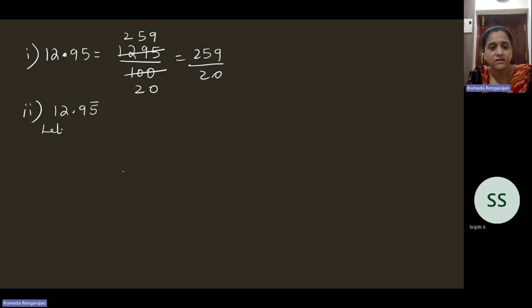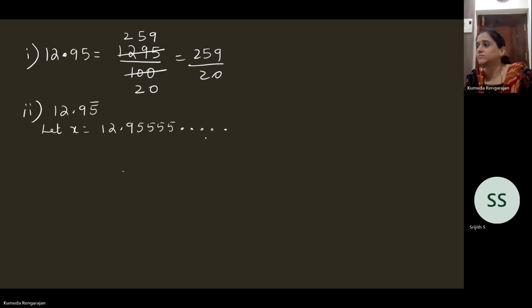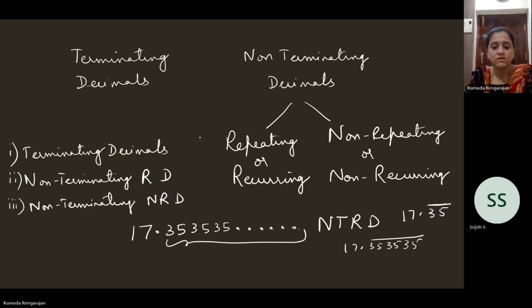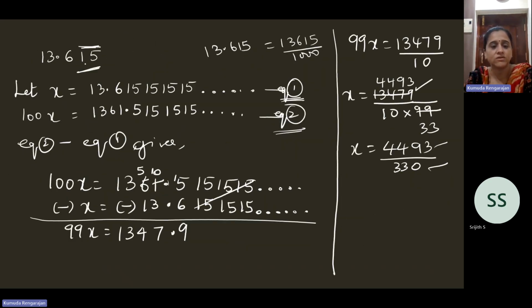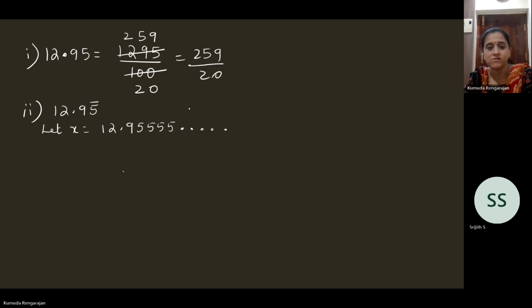So first, let x be equal to 12.9555 going on forever. Okay, that's the first step. See, you can see it here. It was given 13.615 recurring, so I wrote it as 13.6151515 going on forever. That's what is important here.